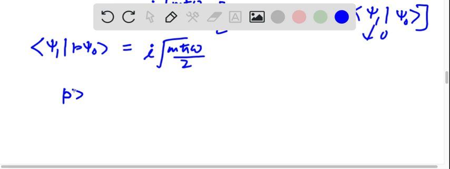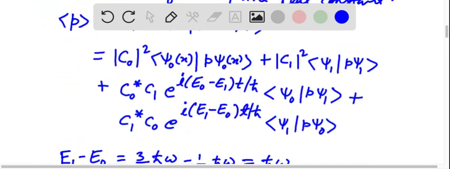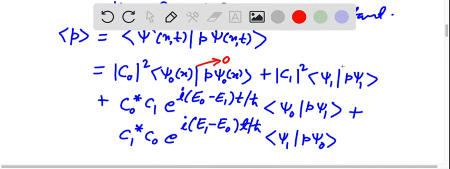Expectation p is equal to... the first two parts are 0. You can see this part is 0, because this is 0 and this is also 0. Then we get only two values, so c naught c1 and this value.